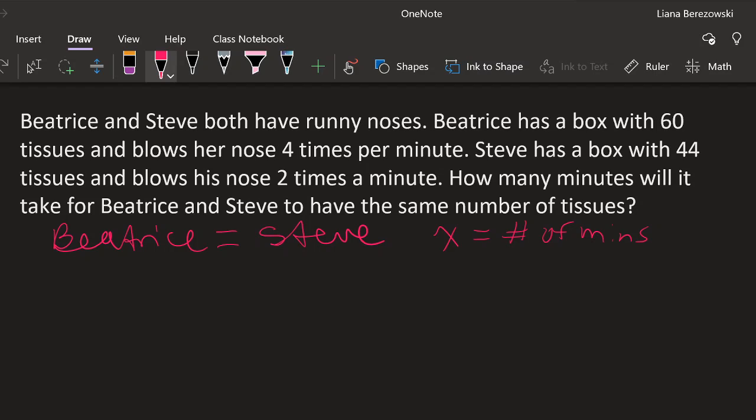So let's create Beatrice's side of the equation. She has a box with 60 tissues. Okay, so 60 tissues, that's a base rate, right? She's starting with 60 tissues. That's not going to change. So she has 60 tissues.